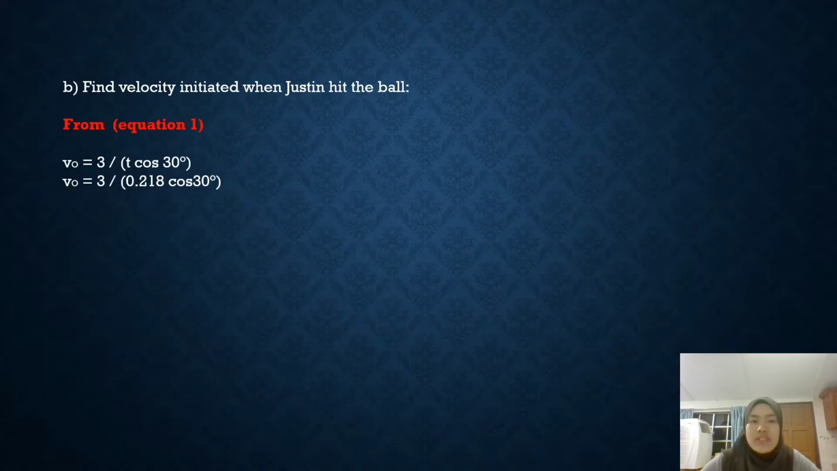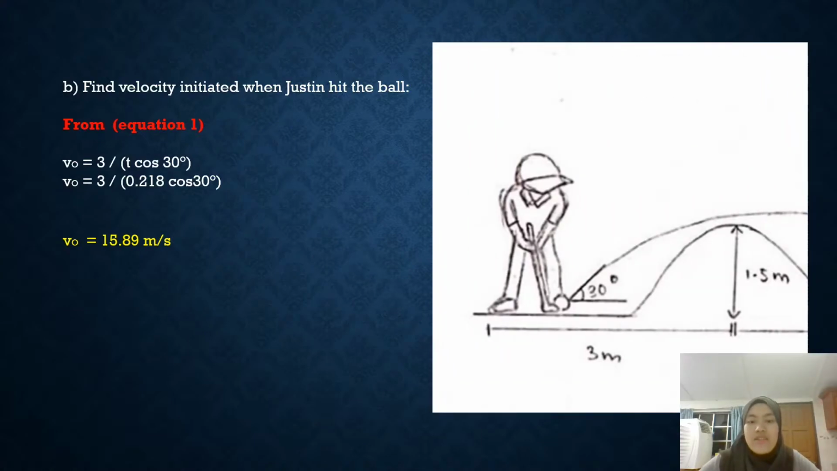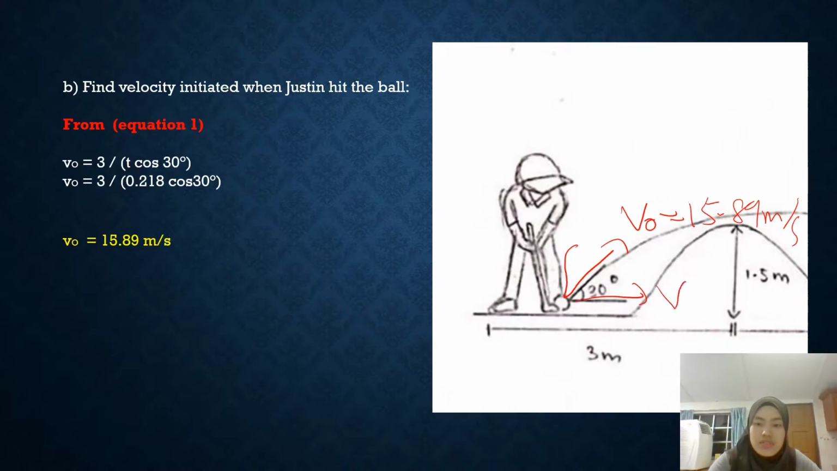To find the initial velocity when Justin hit the ball, we will use equation 1 from the previous question and the value of t, which is 0.218, that we got from the previous question. We will get an initial velocity of 15.89 meters per second. And for the final velocity of the ball, we can now do it because we got the v0. v0 equals 15.89 meters per second. We can distinguish it into x and y components.